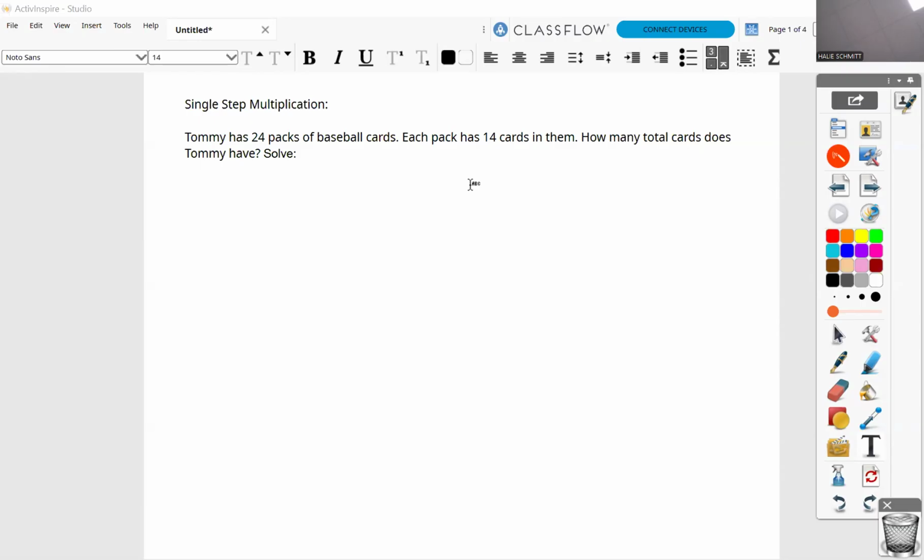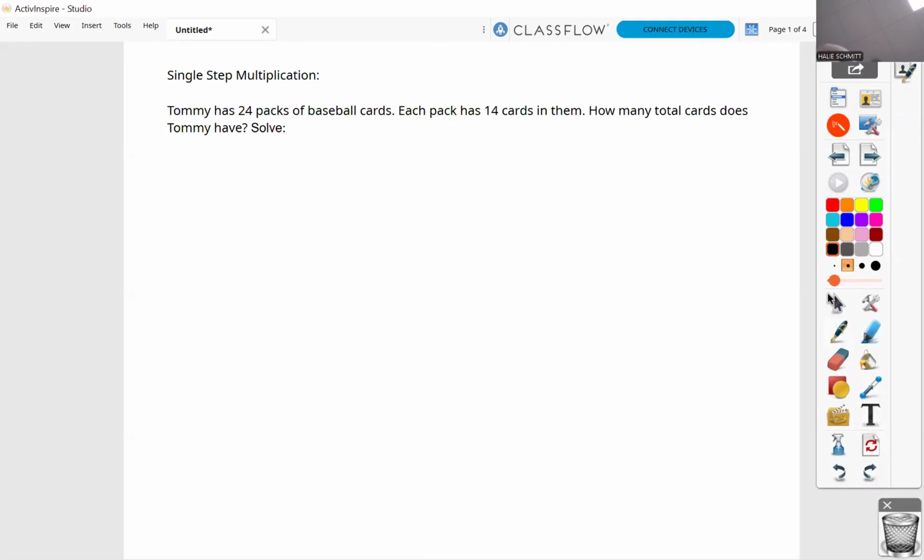Okay, so I wanted to record this just to break down how we solve these different problems. So the first problem I want to look at is single step multiplication. And when we look at this, we want to make sure that we read it correctly. So Tommy has 24 packs of baseball cards. Each pack has 14 of them in there. How many total cards does Tommy have?